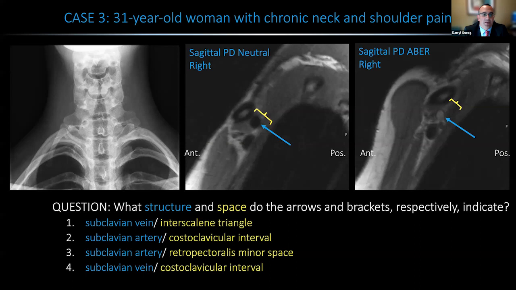Okay, let's move on to the third case. This is a 31-year-old woman with chronic neck and shoulder pain. The question is, what structure and space do the arrows and brackets respectively indicate? Again, this is the bracket, and these are the arrows pointing to this structure. So we're looking at the subclavian vein or artery, and what space are we looking at? The interscalene triangle, the costoclavicular interval, the retropectoralis minor space.